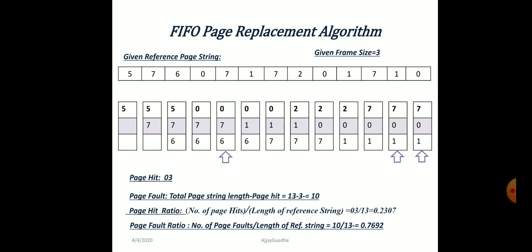Again, we want maximum utilization of the CPU and of memory. For that we are using paging. If the hit ratio is maximum, the CPU time can be used efficiently.